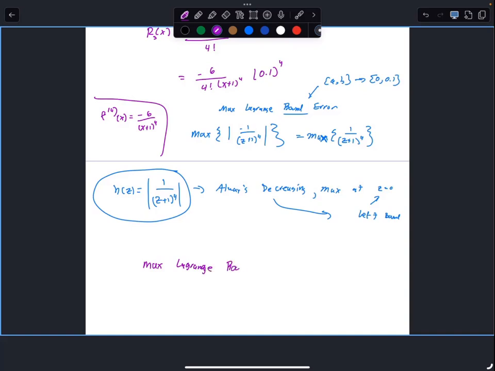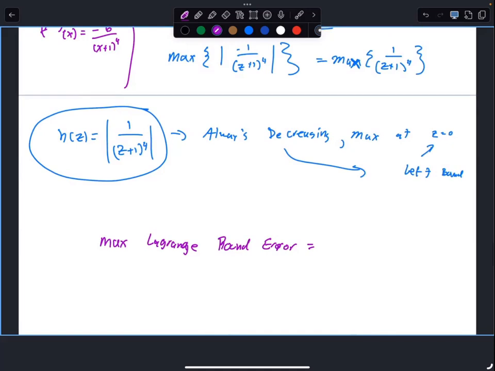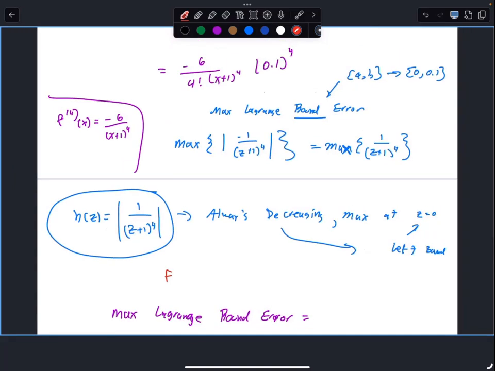bound error is equal to, let me actually find that value, sorry. So h of z, h of 0, sorry, would equal, well, just in this case, 1 over 1, right? 1 over 0 plus 1 to the 4th, which is just 1.